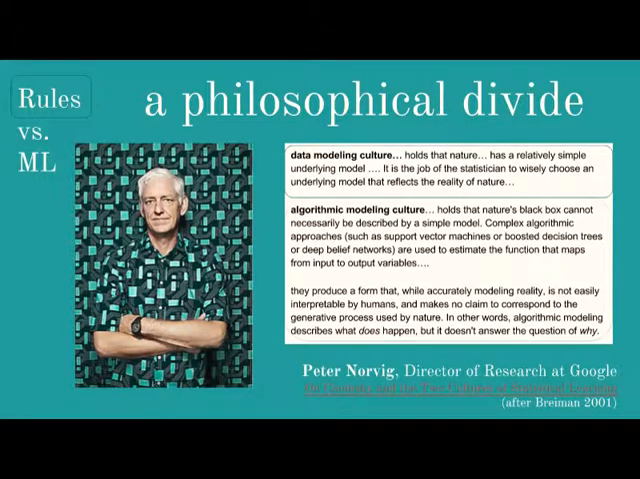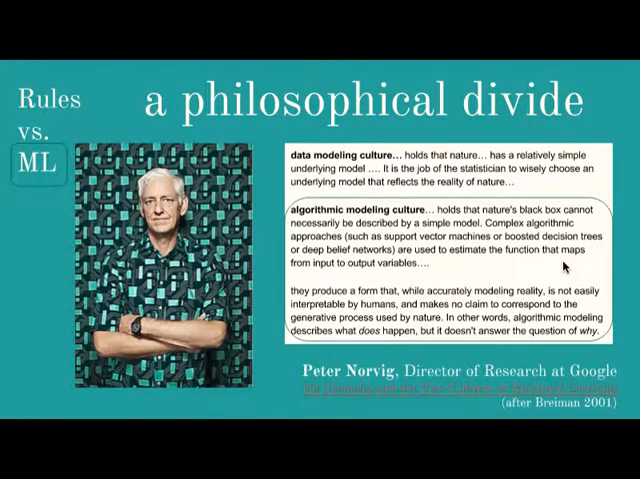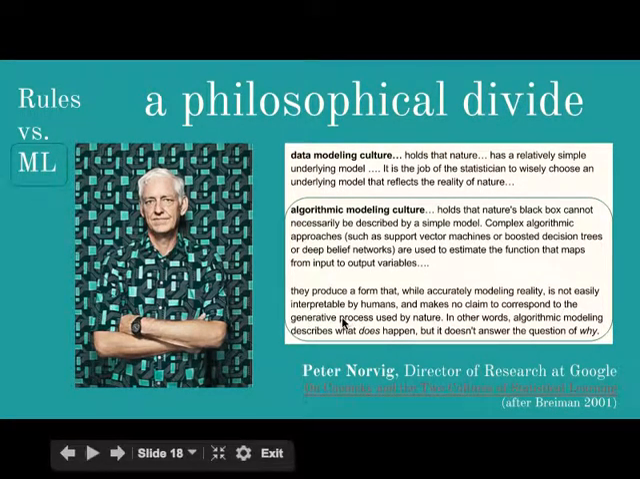and then try to analyze the data from there. Versus machine learning, which parallels more of an algorithmic modeling culture that says that it's really a black box that can't necessarily be described by a simple model. And this ends up producing things that accurately model reality but are maybe not easily interpretable by humans and don't make claims to correspond to the underlying process used by nature. In other words, algorithmic modeling describes what does happen but doesn't answer the question of why.